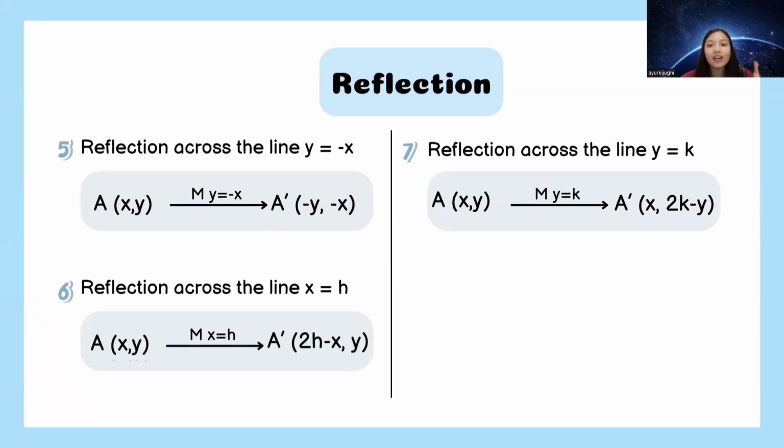Besides reflecting across the axes, we can also reflect across other lines. For example, reflection across y equals minus x, reflection across x equals h, reflection across y equals k. At first, these formulas may look difficult, but if you practice often, they will become easier. Don't be afraid of formulas. Try to understand the pattern slowly.